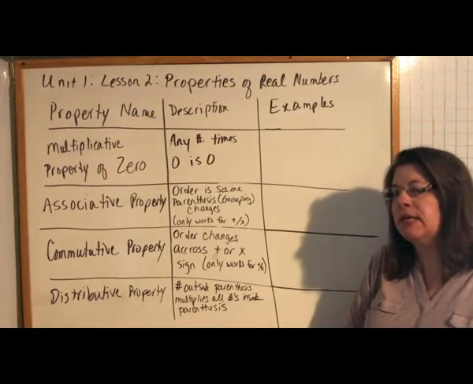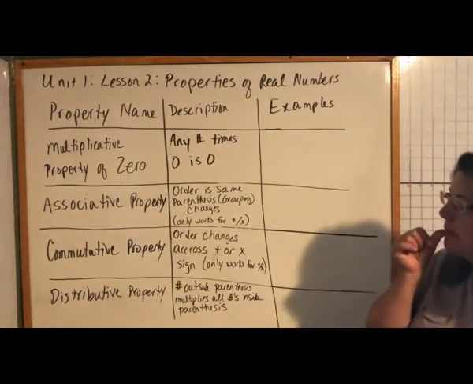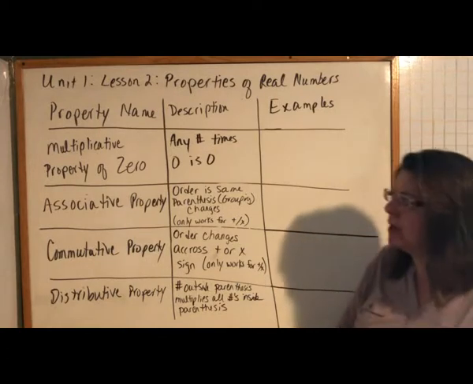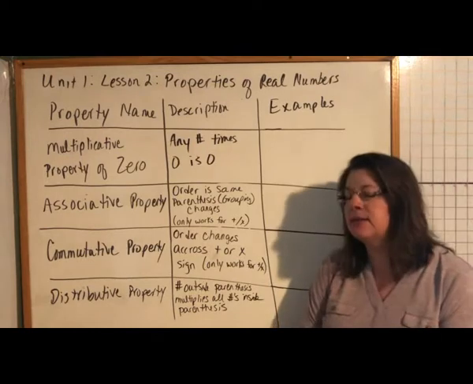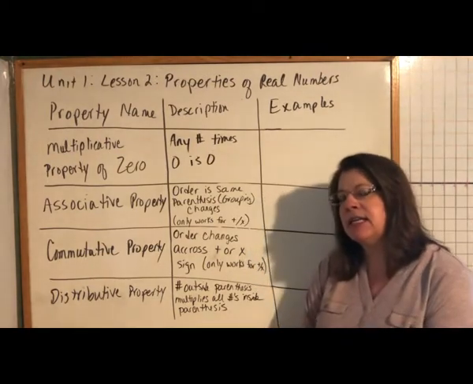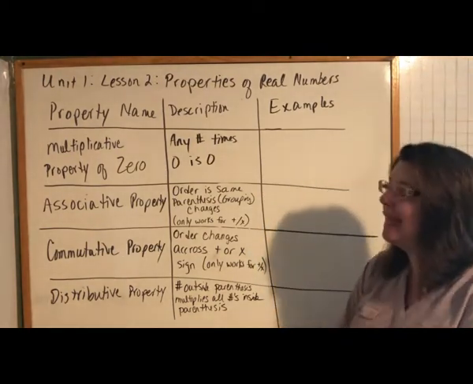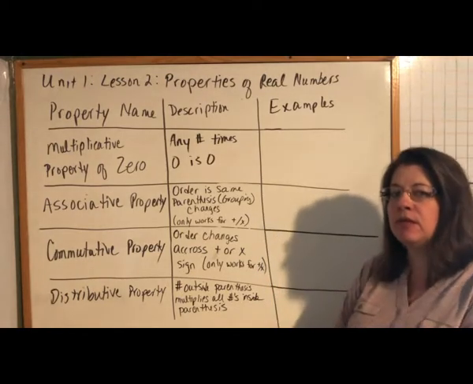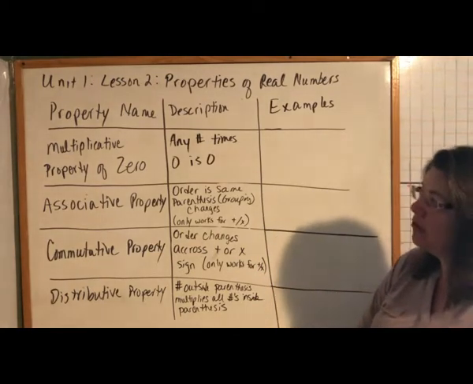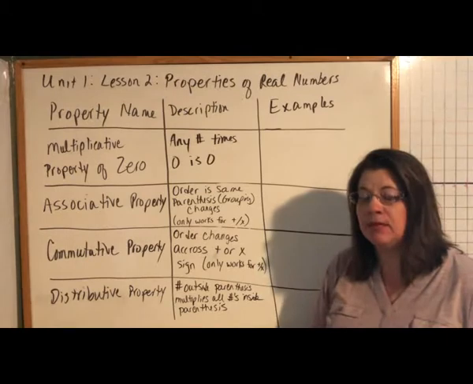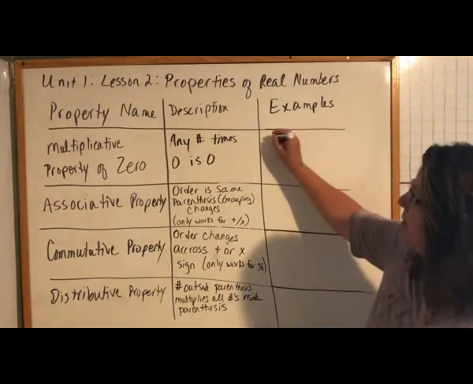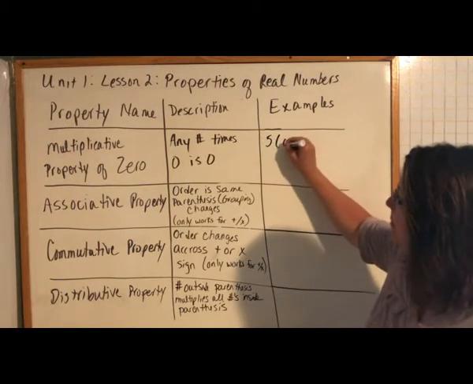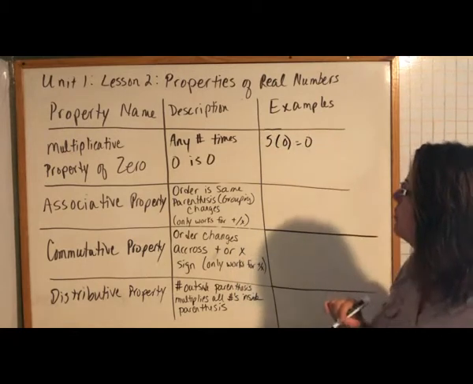Let's talk about each of these properties that we have here. The multiplicative property of 0 basically states that if you multiply any number times 0, then you're going to get an answer of 0, because anything times 0 is 0. So they made a property out of that. It's very simple. 5 times 0 equals 0.